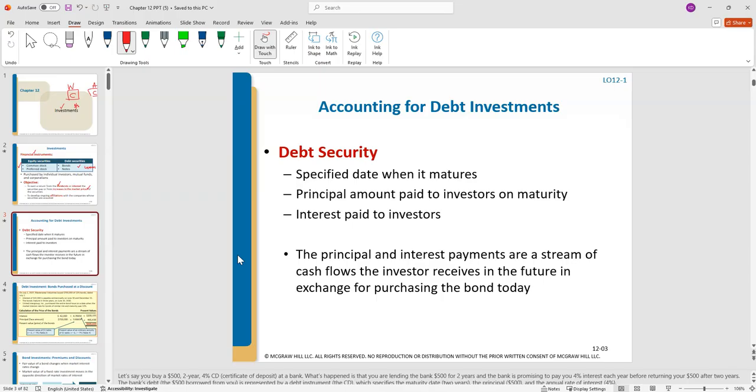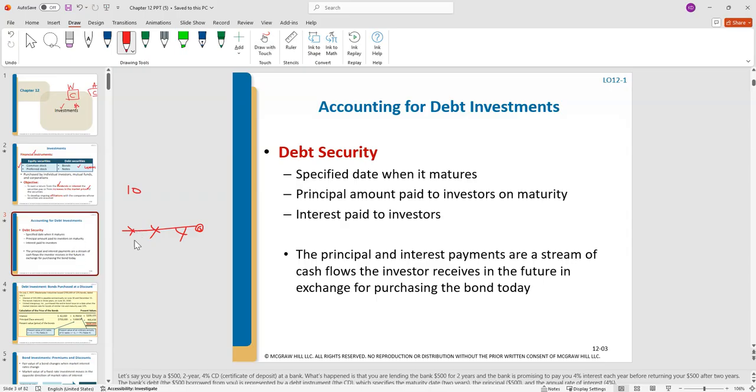Debt securities specify when the item matures, the principal that's to be paid, and the interest that's to be paid. A very common example is a bond. I'll give you 10 grand today. You pay me some interest, pay me some interest, pay me some interest, and I get my 10 grand back. That's the setup with a bond.